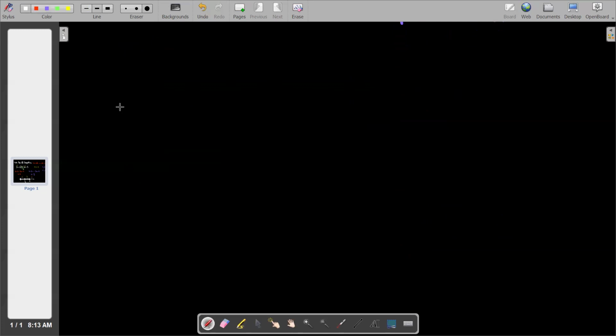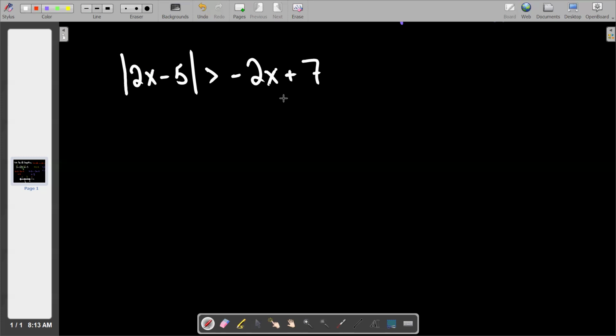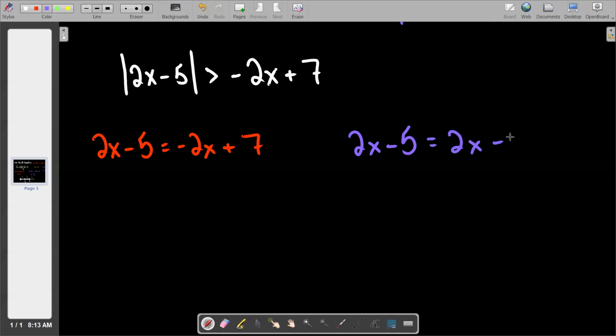So the next one is the absolute value of 2x minus 5 is greater than -2x plus 7. So we're going to find our boundaries. And for the boundary on the left, we have 2x minus 5 equals negative 2x plus 7. And then for the boundary on the right, we're going to have 2x minus 5 equals 2x minus 7. Correct.